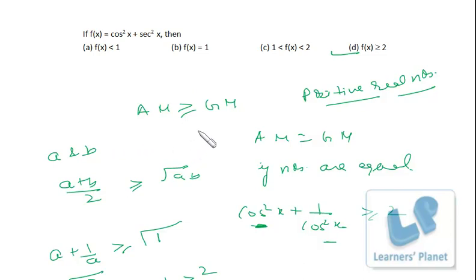So a very simple funda I have used over here. Once you are conceptually clear, no need to write this much. This is just for your clarity or for understanding the concept. Okay.